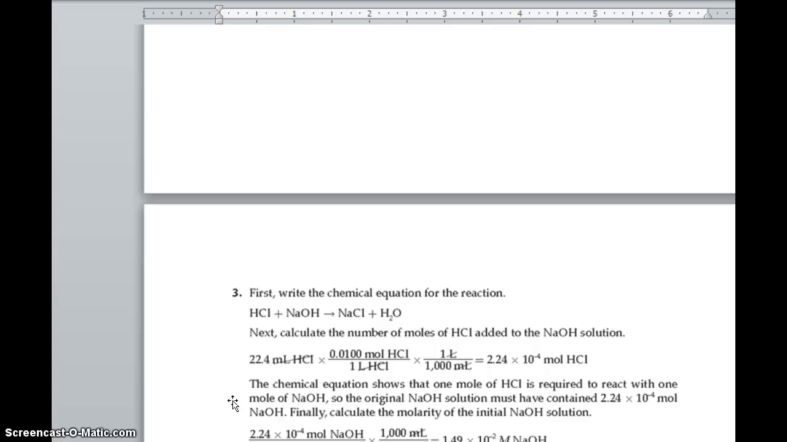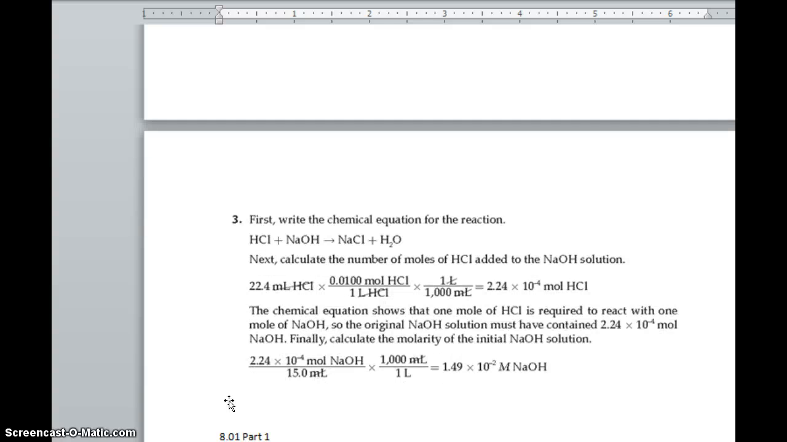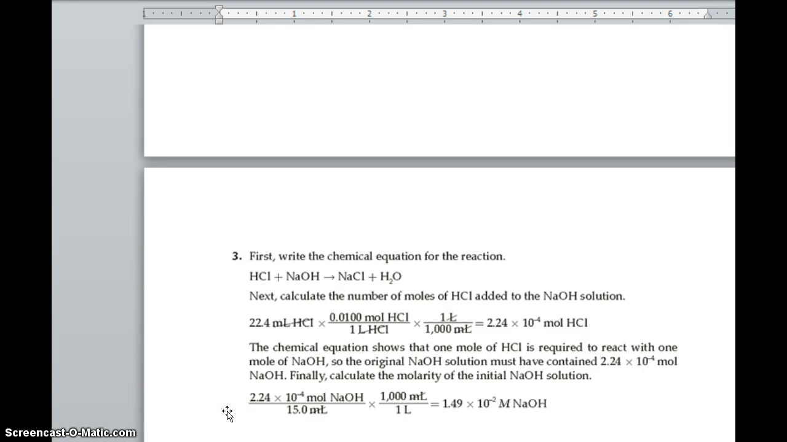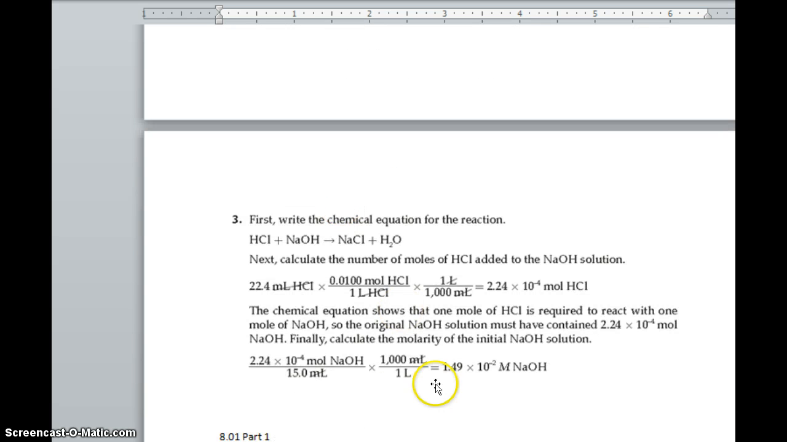Finally, calculate the molarity of the initial NaOH solution. And it is 2.24 times 10 to the negative fourth moles of NaOH divided by the fact that there were 15 milliliters when we started. So if we go back up, we started with 15 milliliters. And we change it from milliliters to liters, and we get an answer of 1.49 times 10 to the negative 2 molar, or moles per liter, of NaOH.